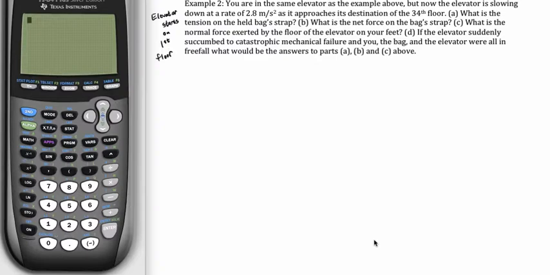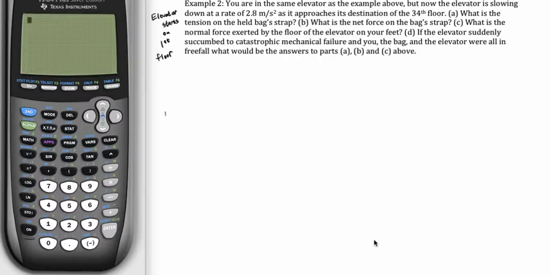Okay. All right, so we have this elevator, and it is moving up because it's going from the first to the 34th floor. As it's approaching its destination, it's slowing down at a rate of 2.8 meters per second squared. And then we're asked a number of questions. What is the tension in a few objects and so on. So let's draw a picture here that refers to the situation.